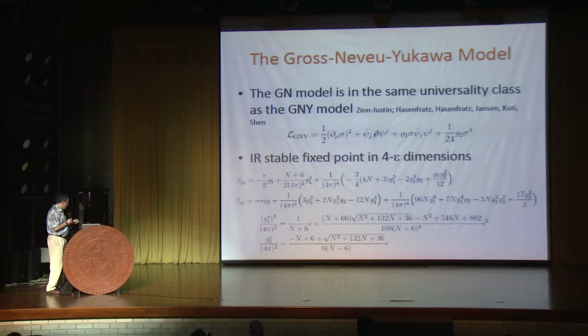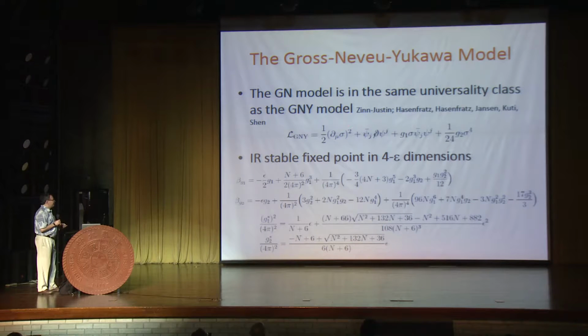Okay, so what is the UV completion then of the Gross-Neveu model? And the answer was actually given in the early 90s by these authors. There were 2 independent papers. It's a very simple idea that what you really need to be talking about is just a multi-flavor Yukawa model, which people often call the Gross-Neveu-Yukawa model. This is clearly the renormalizable model in 4 dimensions. So in 4 minus epsilon, there is a well-defined IR fixed point.